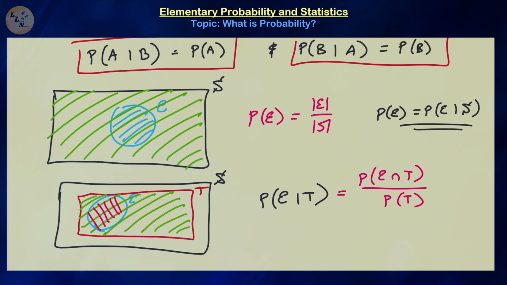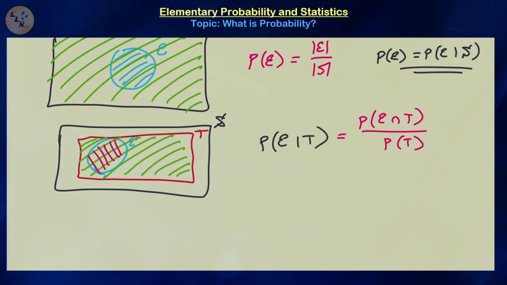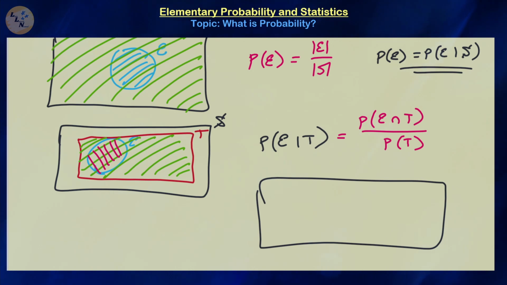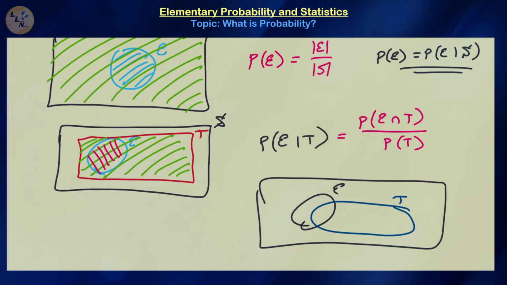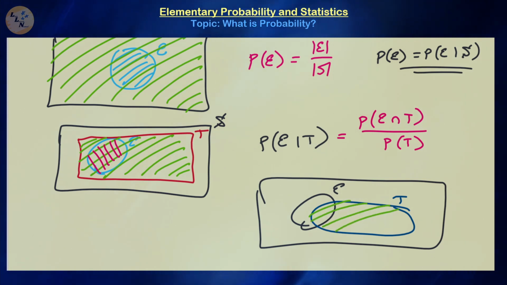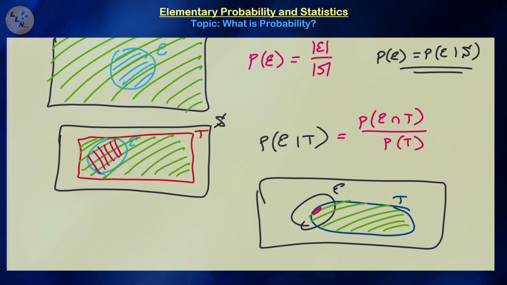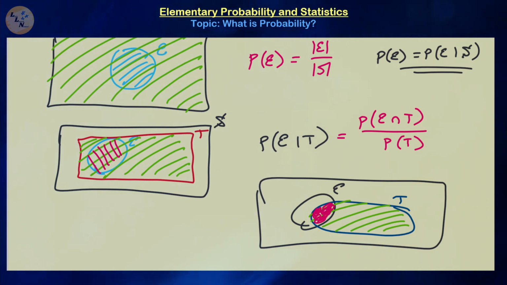Of course, E need not be a proper subset of T in order to make this true. For example, I can have E here. I can have another set T here. So what would this again be? If T has already occurred, that means this is my new sample space. And the only possible way that E can occur is going to be this little region here. Again, this region is the overlap of E and T, but now we're going to be dividing by the size of T, so it's just going to be pink divided by green instead of pink divided by the entire sample space, which would be hanging out here.